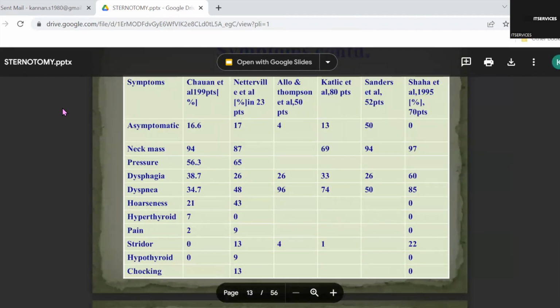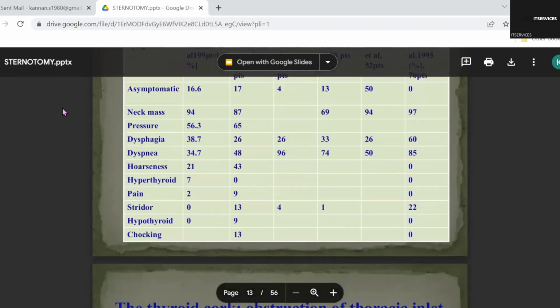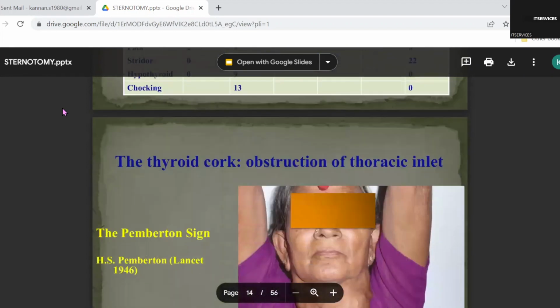So neck mass, pressure symptoms are the commonest symptoms. Dysphagia, dyspnea, hoarseness can happen. Stridor or breathing difficulty can happen if there is tracheomalacia or external compression or the lesion is infiltrating into the trachea. If the lesion is infiltrating into the trachea or if there is external compression which is causing significant narrowing of the trachea, more than 90%, we have to anticipate difficulty during induction of the patients. We'll go to it as we progress.